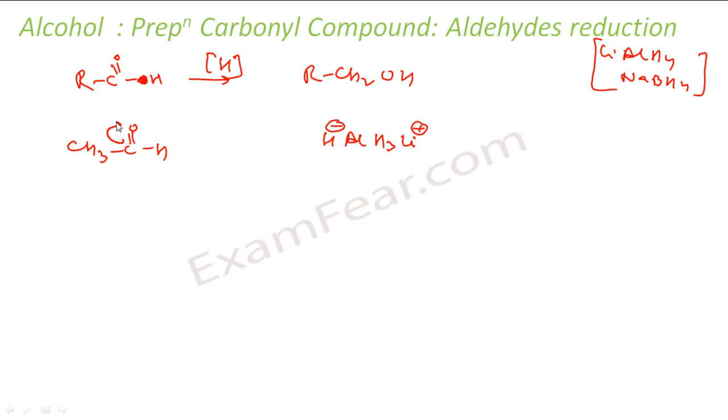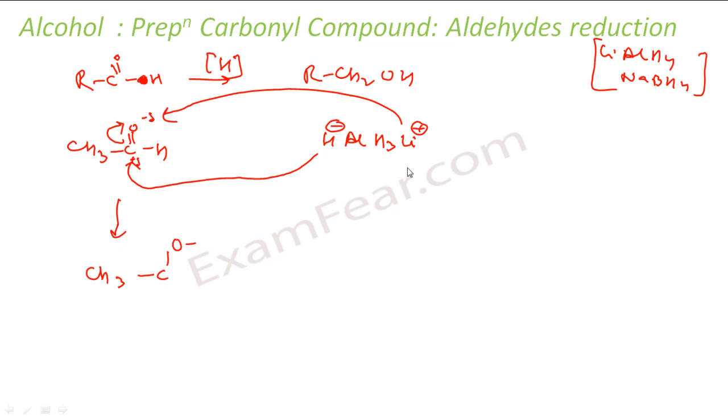So if you see here, the electrons move because oxygen is more electronegative. It gets slightly negative charge, and the carbon gets slightly positive charge. The nucleophile H will attack the positive carbon, and since it gets negative charge, this whole compound will attack this side. So what you get here is CH3CO, and this whole thing here, that is AlH3Li, and here you get H.